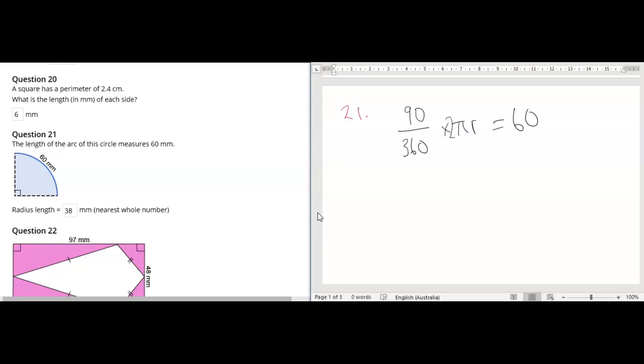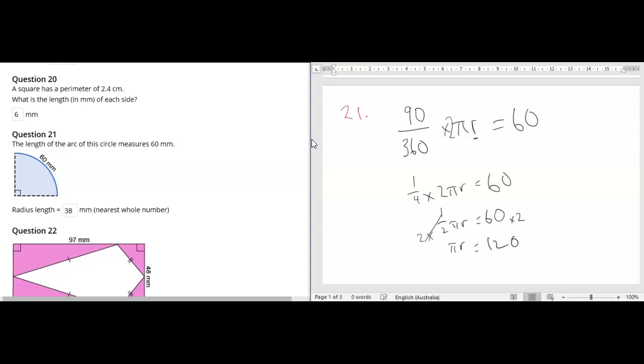All right, so we know what it's equal to. We have to work out what the radius is. Okay, so I'm just going to simplify this a little bit. So a quarter times 2 pi r equals 60. Now, a quarter times 2 is a half. Okay, so you can write that if you like. But now we've basically got an algebraic equation and we have to solve for r. So let's get rid of this half first. I'm going to multiply both sides by 2. So that disappears and I'm left with pi r.